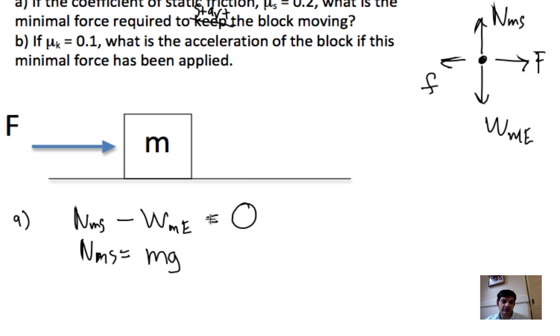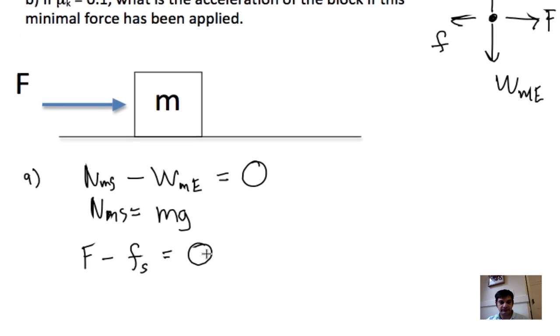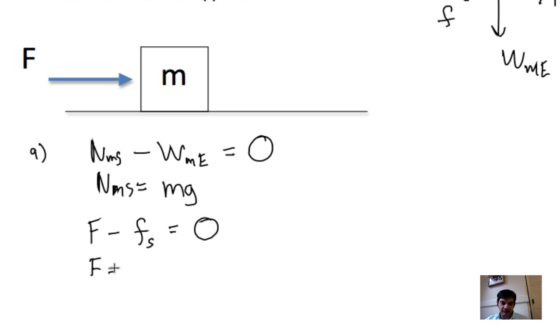What happens in the horizontal direction is we want to know the minimal force to start the block moving. So in other words, we're just about to get the block moving, but we fail to actually make it happen. Okay? So what that means is we have the applied force to the right minus static friction to the left, and the effect is those two forces cancel. So let's solve for this force. We know that the force equals the static friction. The applied force has to equal the static friction for those two to just barely cancel.